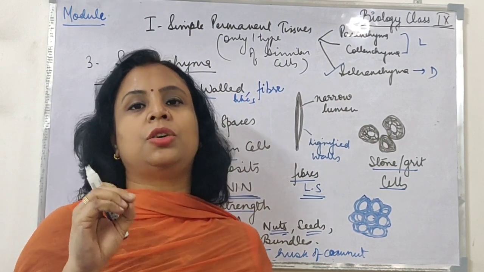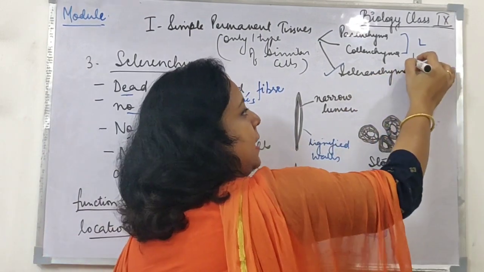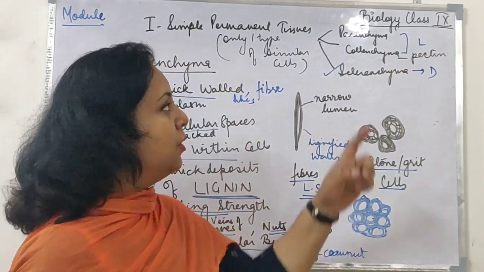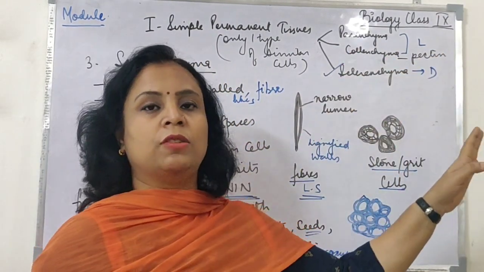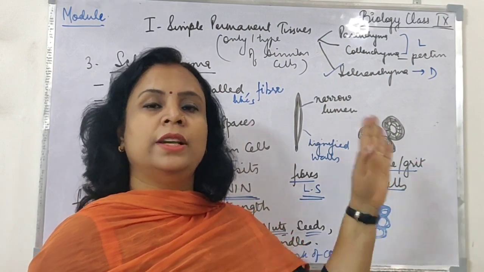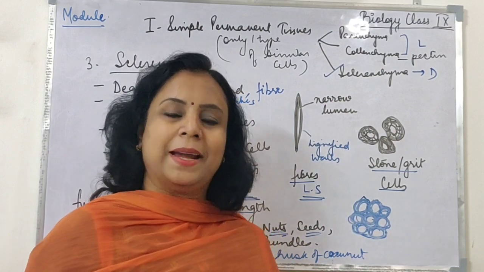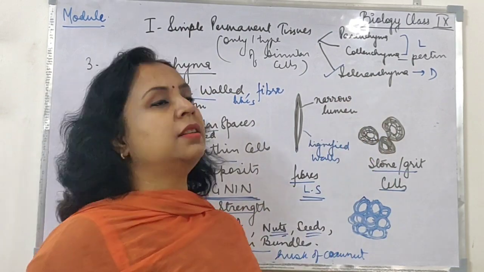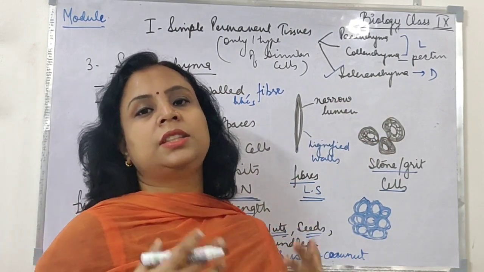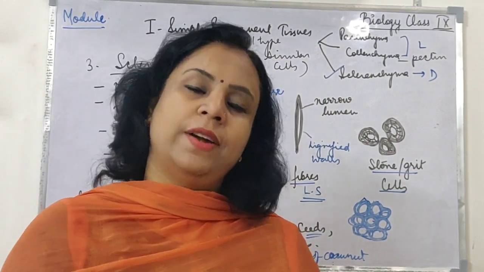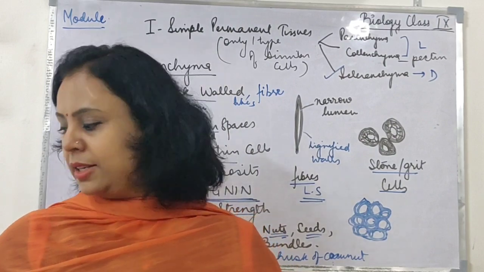yes, collenchyma, the deposition of pectin is there. In parenchyma, the cell wall was made of only cellulose. In collenchyma, cellulose plus pectin, and in sclerenchyma, lots and lots of deposition of lignin we saw, which gives strength to the sclerenchymatous tissue.